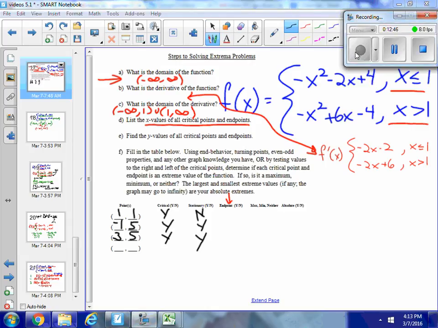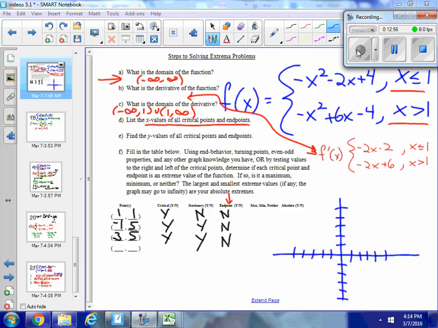I already determined that none of these are endpoints. And now I need to determine whether they're maximums, minimums, or neither. I'm going to put together a little graph and see if I can figure out what these points look like. So I have the point 1, 1. I have the point negative 1, 5. And I have the point 3, 5.